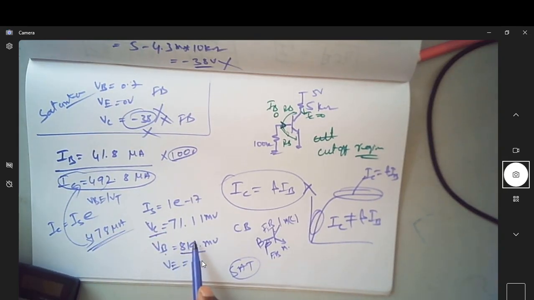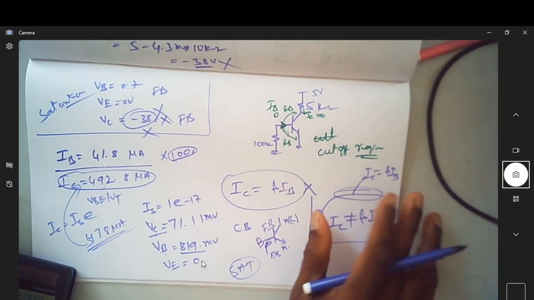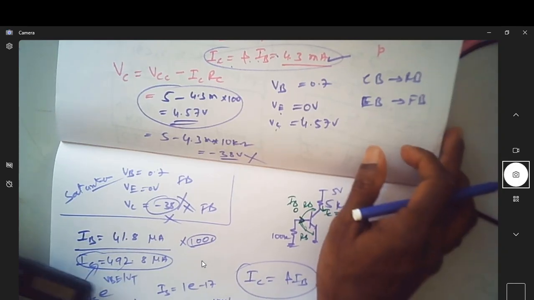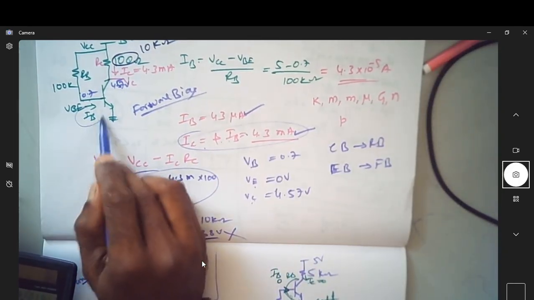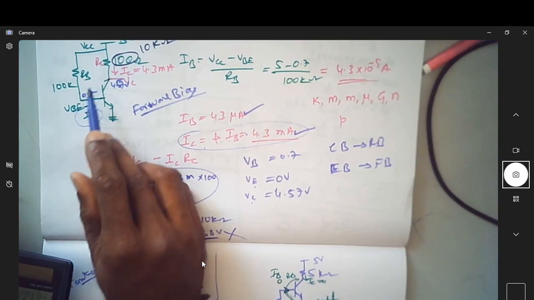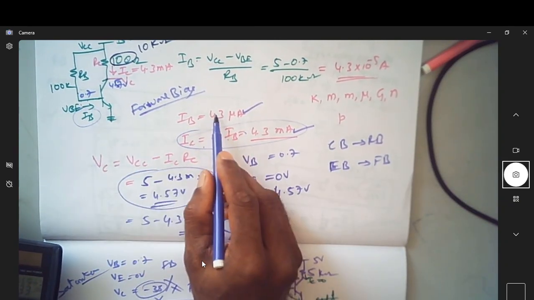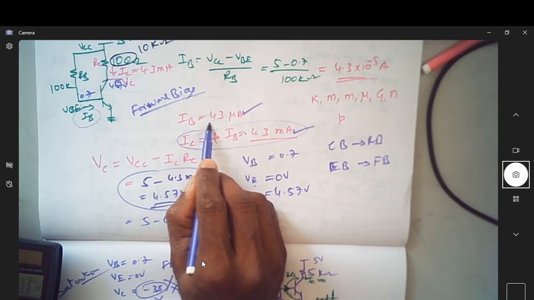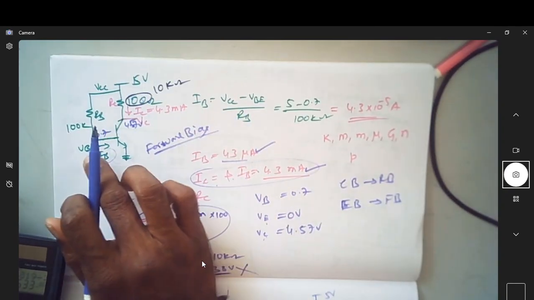So this assumption of VB is 0.7 is not true for all cases. You can see here also in the previous case, when you had it as 100 ohm, we assumed 0.7 as VB, and we found out IB and all those things. But the IB was supposed to be 43 milliampere with this assumption of 0.7, but it is not 0.7.